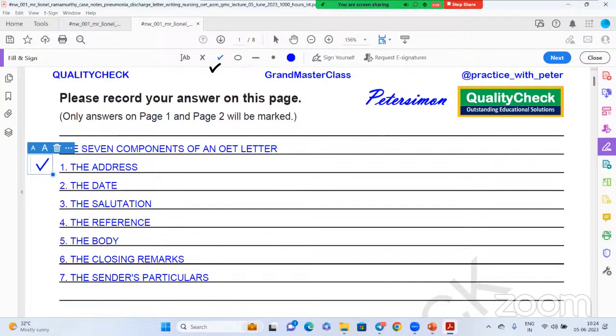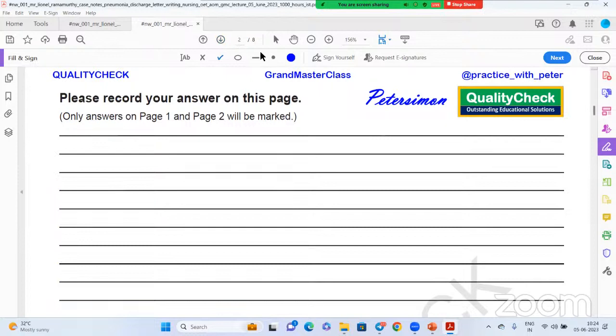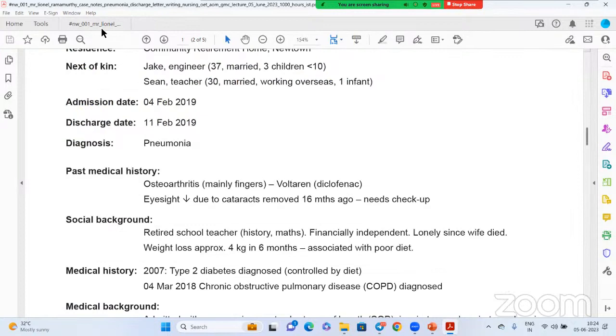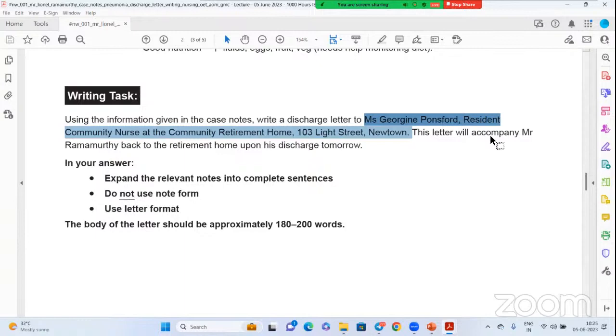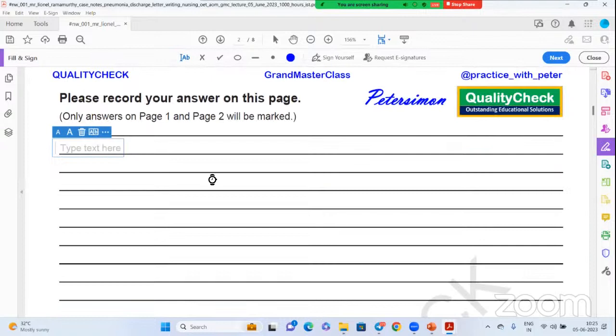Here we'll write the address. This is the style. Second page, here we are writing the address. Address from where you can take from here. Miss Georgian Ponsford, residential community nurse, community retirement home, 103 Light Street, Newtown. So I have taken the address from here and I am posting it here. So simple as that. Write the address as it is.